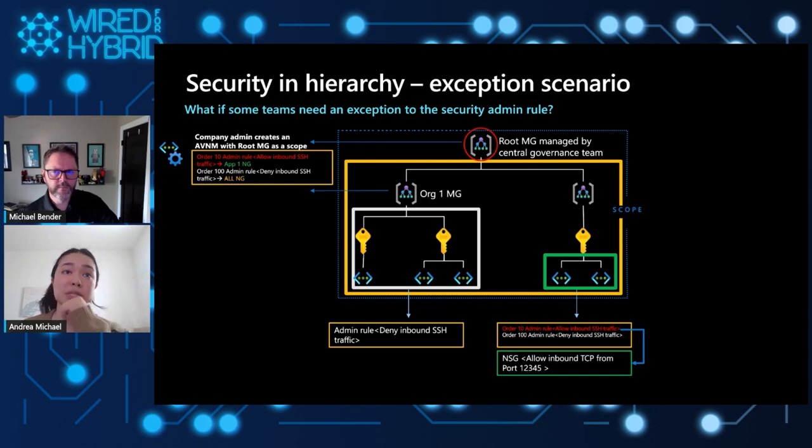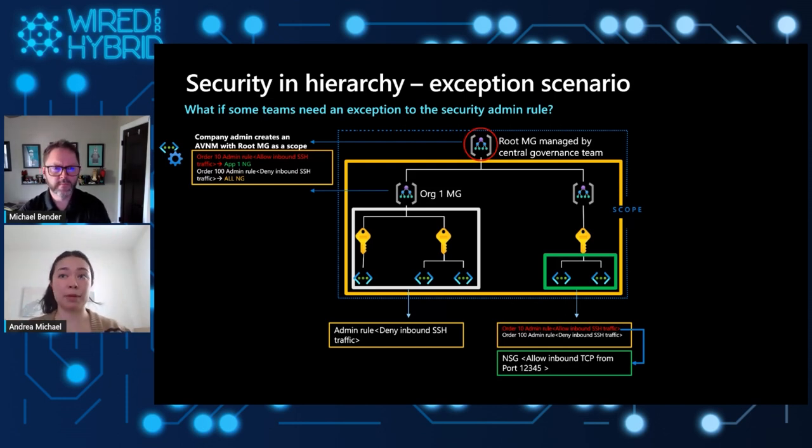We're going to allow inbound SSH traffic, but we're not going to apply this to all of our network groups. We're going to apply this just to the network groups that consist of the VNets of the team that is requesting the exception. So if application team one is requesting an exception to this admin rule, and they say, we really need SSH traffic, we're so sorry about this, then you can create that higher priority admin rule to allow SSH traffic. You target just application team one's network group, so their VNets only. Now that takes effect, but everyone else is still protected by that lower priority admin rule that's denying SSH traffic. You've just created a pinhole using a higher priority admin rule.